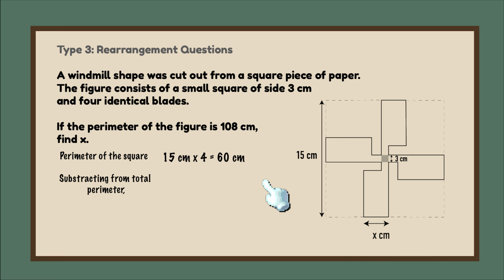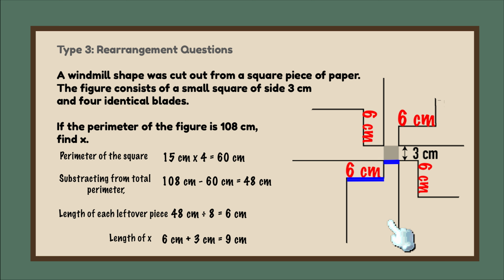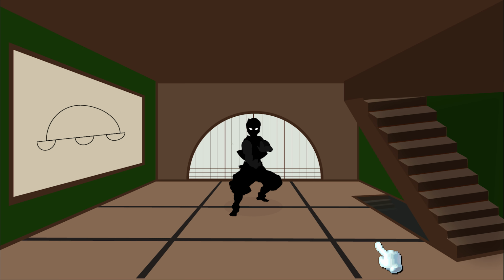Subtracting this from the total perimeter, we get 48 centimeters, and there are 8 pieces, so each piece is 6 centimeters. But the question wants x, right? So that's 6 cm plus 3 cm giving us 9 cm. Okay, bring on the next one.